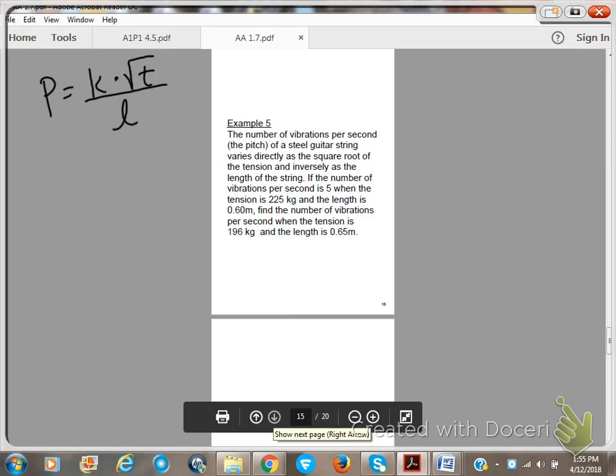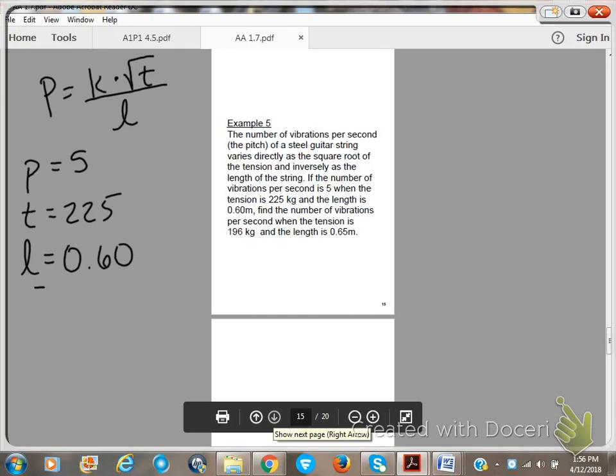All right, so they tell us that the number of vibrations per second is 5. So what am I going to plug 5 in for? Yep. If the tension is 225 kilograms, where am I going to plug in 225? T. Yep. The length is 0.65. We still have to find K first before we can start plugging in the other stuff. All right, so we got to solve for K now.